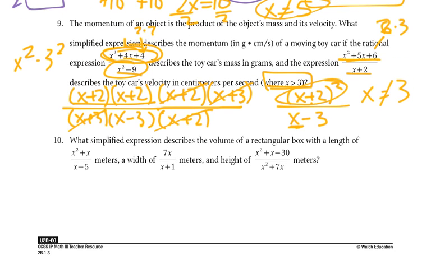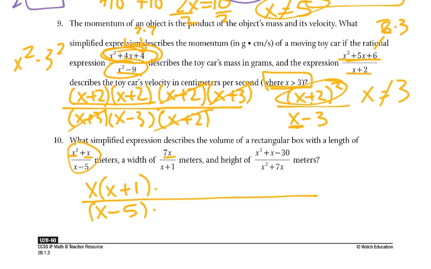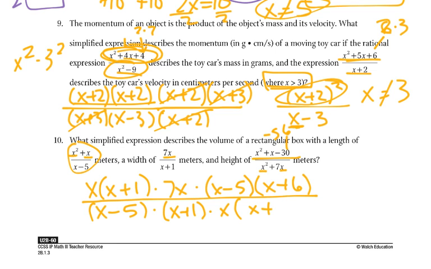Alright, last one. What simplified expression describes the volume of a rectangular box with the length, width, and height. So we're multiplying all of them. So let's simplify first. Pull out an x, so x times x plus 1 over x minus 5 times 7x times x plus 1 times factors of negative 30 that are positive x, negative 5, and positive 6. So x minus 5, x plus 6. At the bottom, pull out an x times x plus 7. Okay, so what can we eliminate?